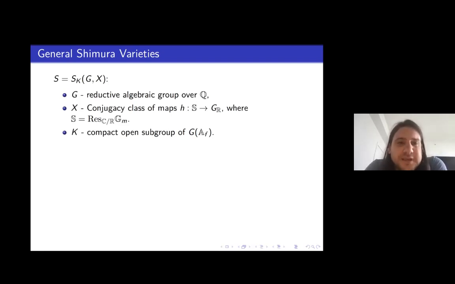Well, there are three pieces of data which go into a general Shimura variety. First, you have to pick a reductive algebraic group over Q, call that G. Then you fix this funny little creature. X is a conjugacy class, a single conjugacy class of maps h from the Deligne torus, which is a simple object. It's the restriction of scalars of G_m from C to R, to the real points of the group G. This is really an object defined over the reals.